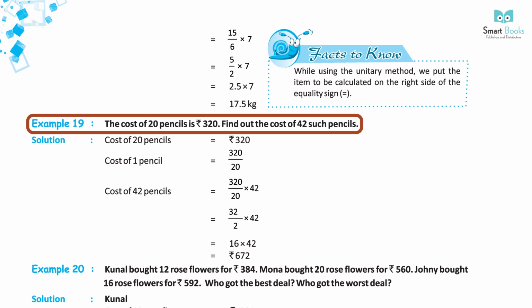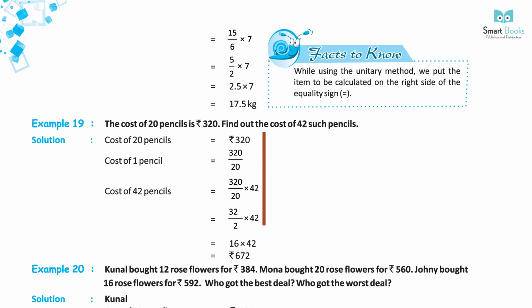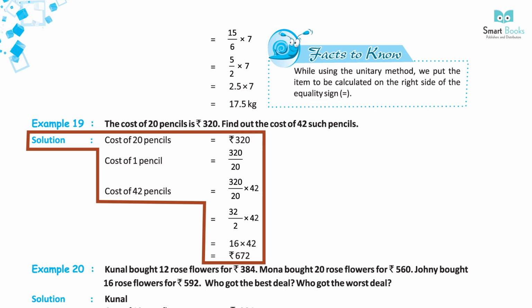Example 19. The cost of 20 pencils is rupees 320. Find out the cost of 42 such pencils. Solution. Cost of 20 pencils equals rupees 320. Cost of 1 pencil equals 320 upon 20. Cost of 42 pencils equals 320 upon 20 times 42, equals 32 upon 2 times 42, equals 16 times 42, equals rupees 672.